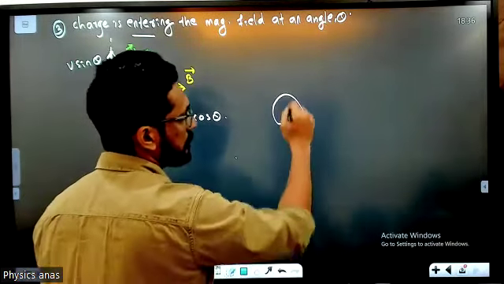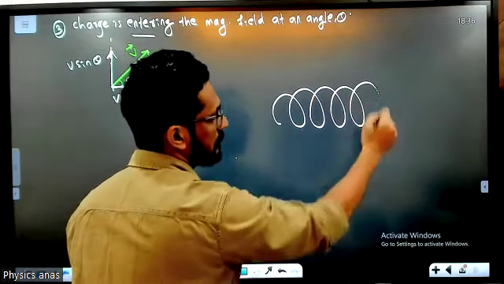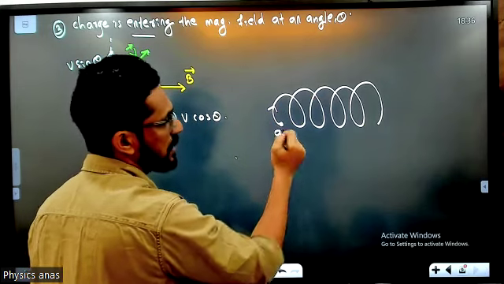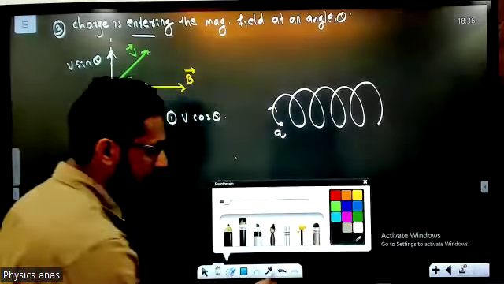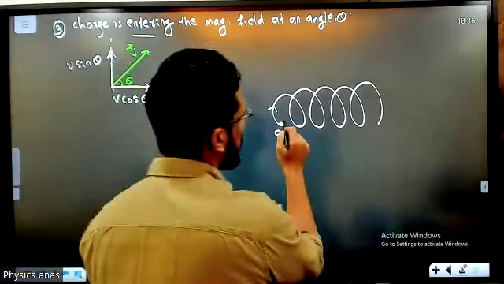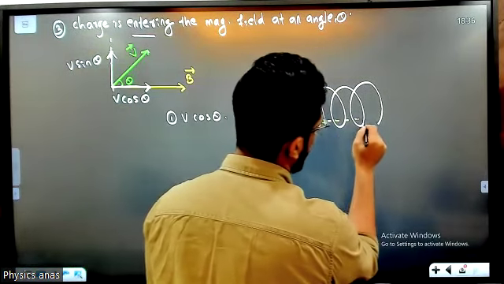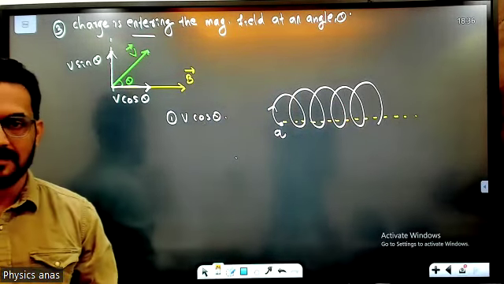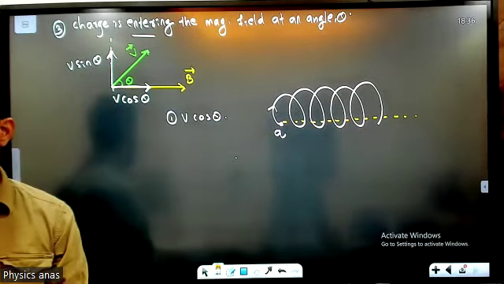This is the helical motion. If this is the charge, it will move in a helical path, and the charge will have a displacement also in this direction.